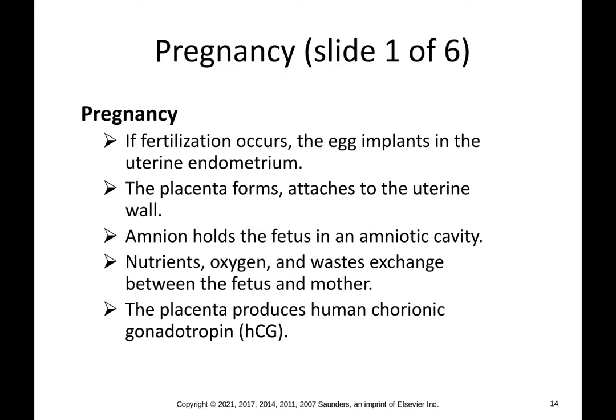So, as I said, if fertilization occurs, the egg implants in the uterine endometrium. The placenta forms and attaches to the uterine wall. Amnion holds the fetus in an amniotic cavity. Nutrients, oxygen, and wastes exchange between the fetus and the mother. The placenta produces human chorionic gonadotropin, commonly referred to as HCG.